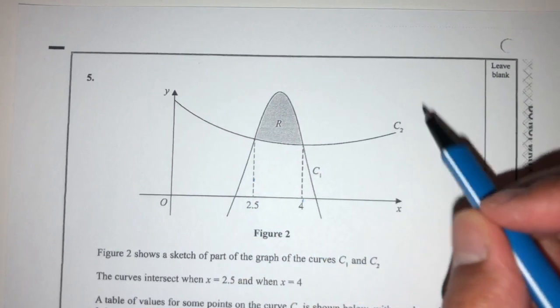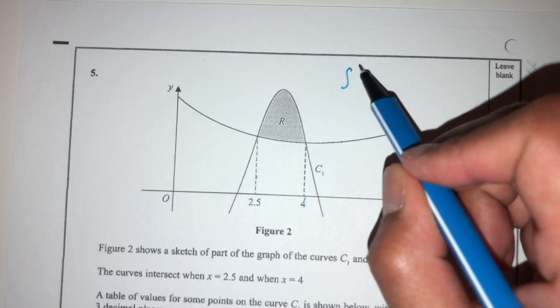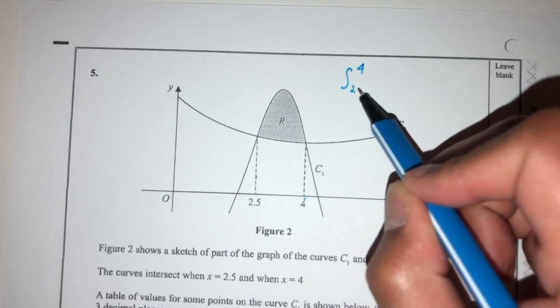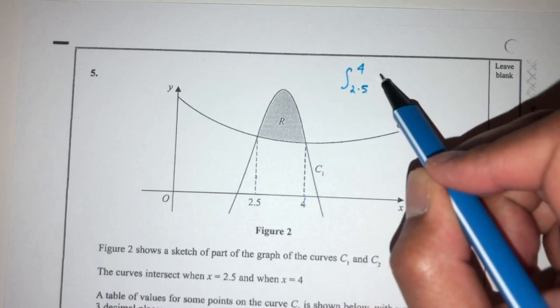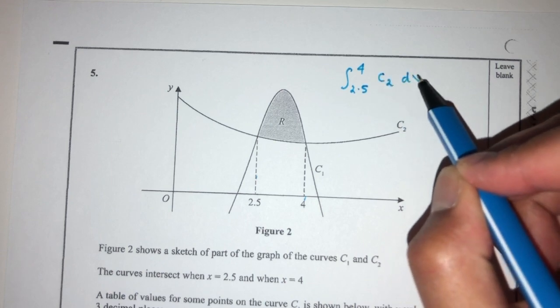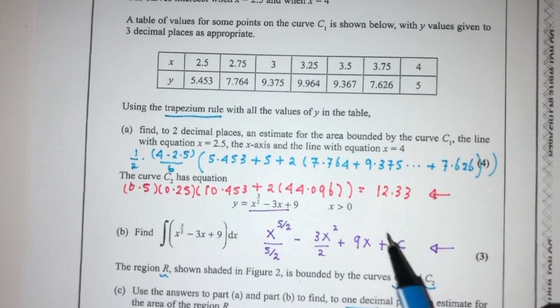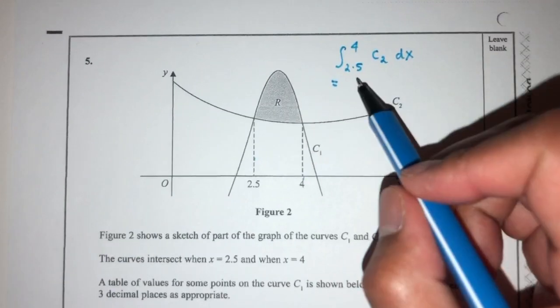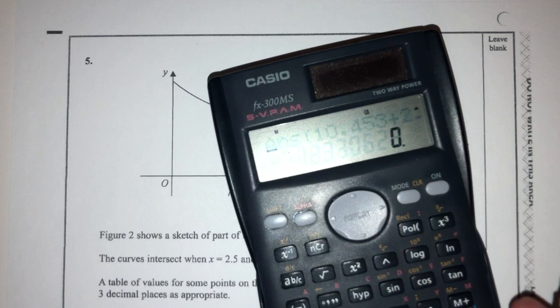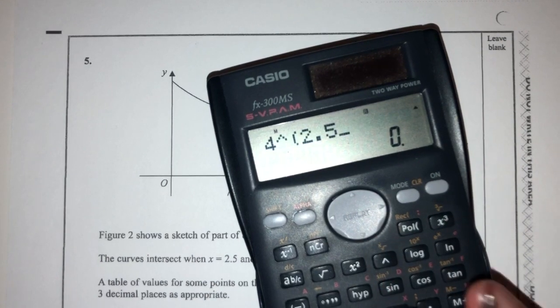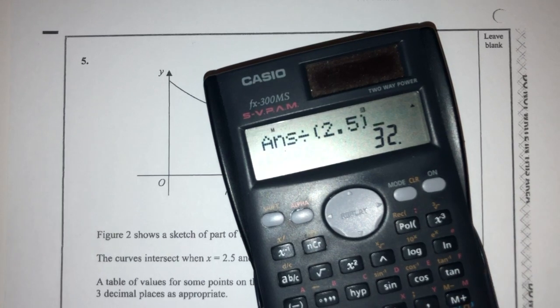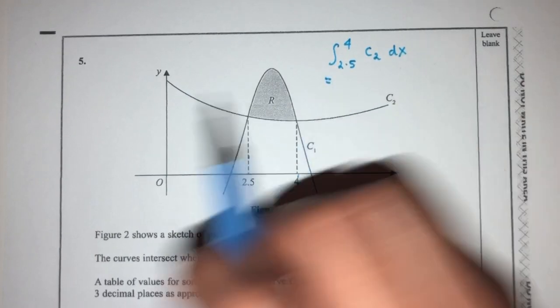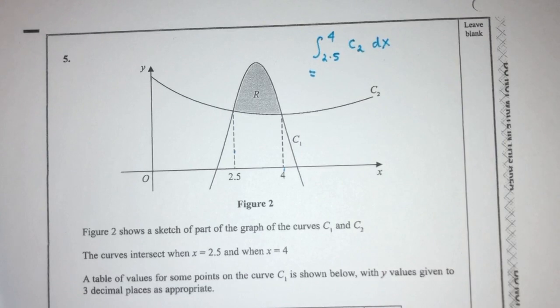Now let's find the area for C2. That is the integral with limits of 4 and 2.5 for C2 dx. Now that will be what? We have seen that it will be this. We just have to apply the limits. Let's see what happens. So first we have 4. So we have 4 to the power 2.5 divided by, that will be what value? So 12. Let me write this down for you because I don't want you guys to be confused. Let me write this down as simply as I can.